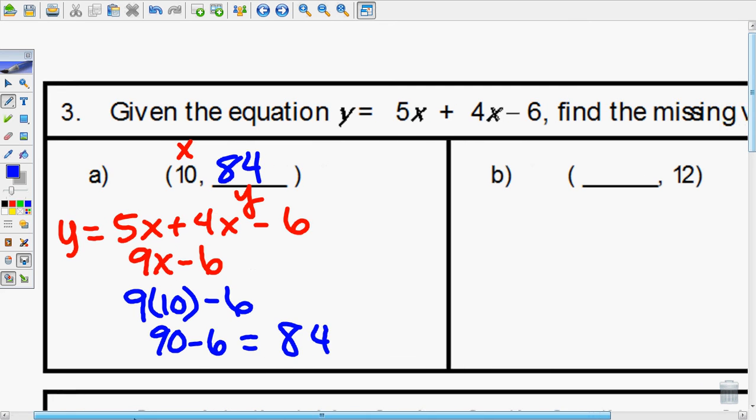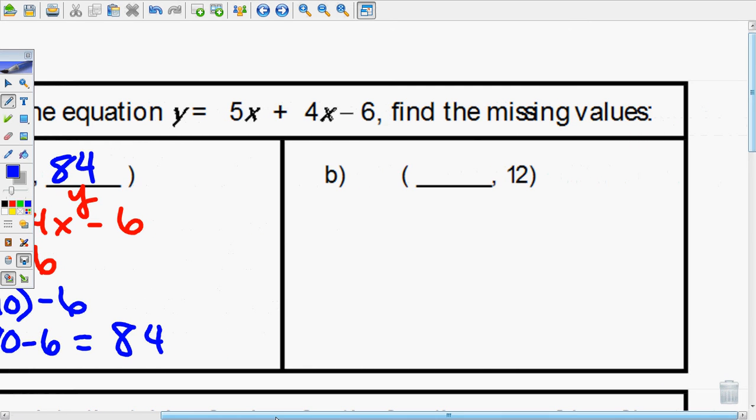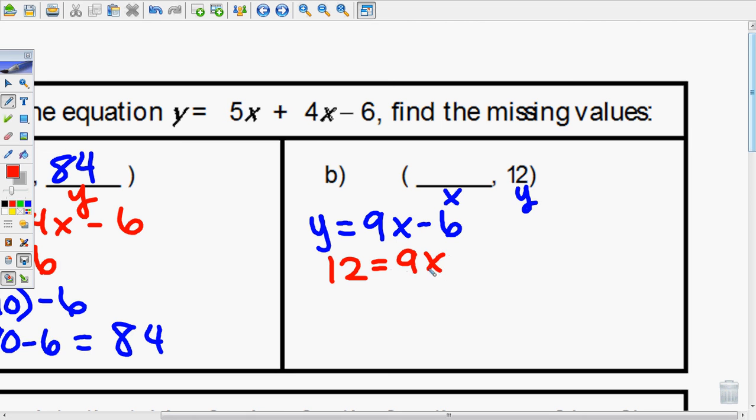So we're going to do this part. This time, do I have x? No, I've got to find x, but it gives me my y. So I'm going to plug in. We've already simplified this down to 9x minus 6. So this time, instead of plugging in for x, I'm plugging in for y. Where y is, I'm putting a 12. So we get 12 equals 9x minus 6.